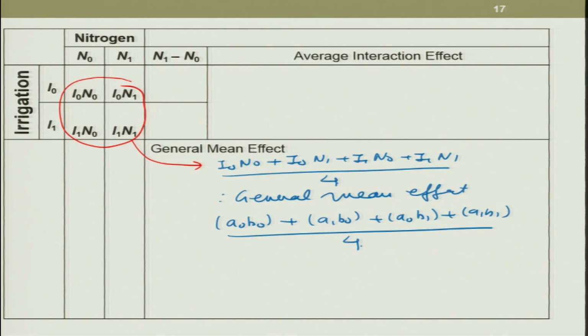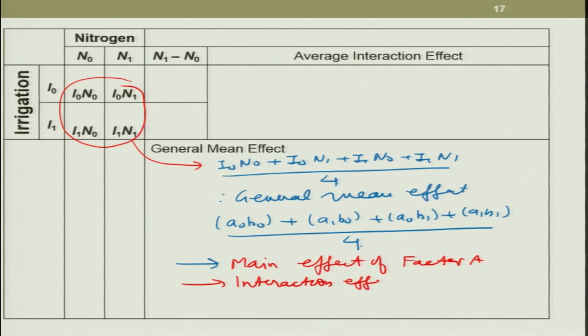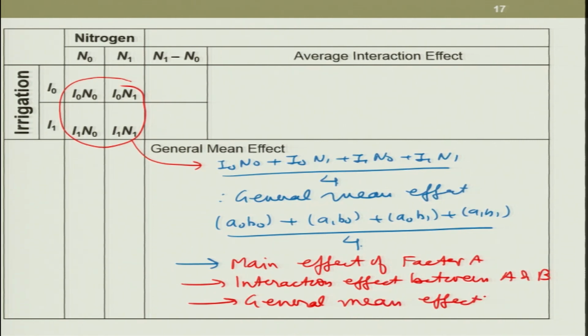Right. So, now you can see here what we have done. We have learnt 3 things: how to find the main effect of factor A, how to find out the interaction effect between the 2 factors A and B, and we also have found how to find out the general mean effect.